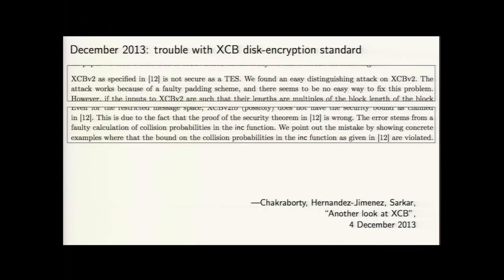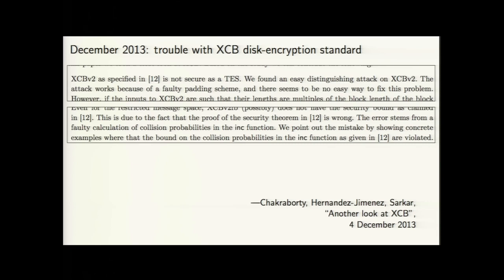All right, one of the original standards for hard drive encryption, encrypting each block, is XCB. And it actually has two versions. The second version, XCB version 2. Well, this paper from Chakraborty, Hernandez-Jimenez and Sarkar, 4th of December this year, is saying XCB is not secure as a TES. TES is the sort of thing you say to make sure that people who haven't been in the community aren't allowed to write papers. If you say it's not secure encrypting your hard drive, then everybody laughs the paper out of the system. You have to know to say it's not secure as a TES. Anyway, this is saying it's not secure as a disk encryption system.